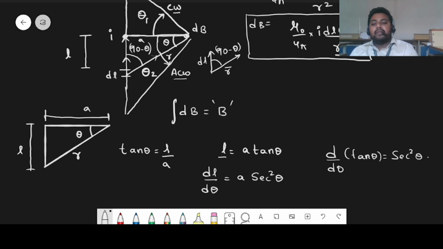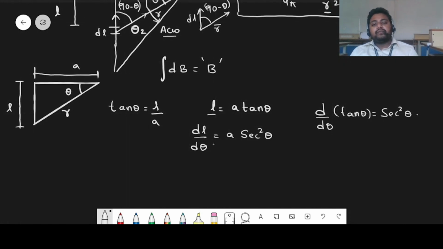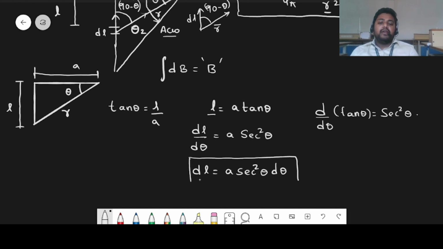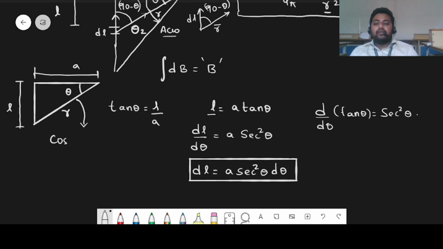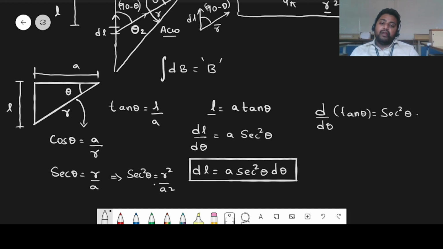So using that, dl by d theta is A secant square theta, and I can write dl is equal to A secant square theta into d theta. This is what I can write for dl length. Now from the same right angle triangle, I can write cos theta also. Cos theta is adjacent by hypotenuse. Adjacent is A, hypotenuse is R. Now secant theta can be written from here as R by A. So that implies secant square theta will be R square by A square. Now we are using these conditions to substitute.